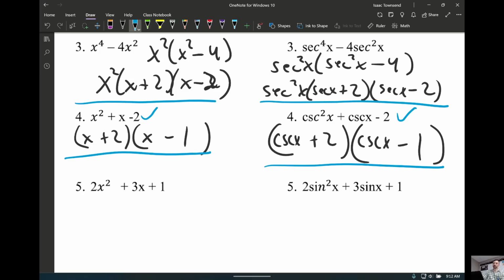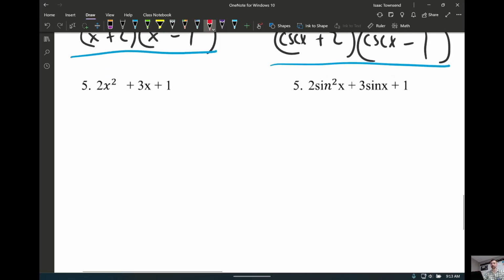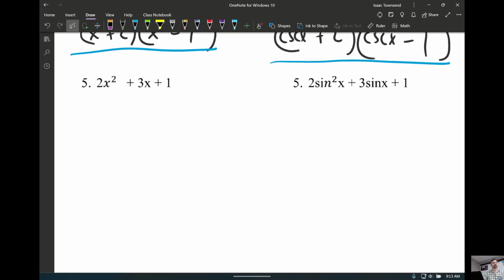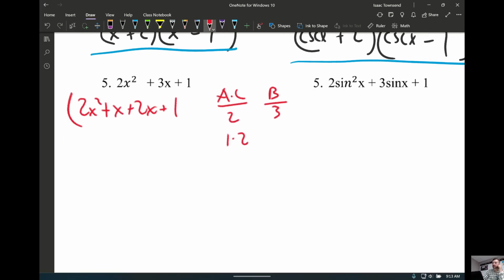Okay, and then just for argument's sake, on the last one, I'll pretend like since a is not 1, it's a little bit harder to factor. I'll pretend like I tried guess and check and I couldn't get it, or I thought it was just going to take too long. So I could do a times c is 2, b is 3, 1 times 2 multiplies to this, adds to this, change the middle term from 3x to 1x plus 2x. And then do factor by grouping.